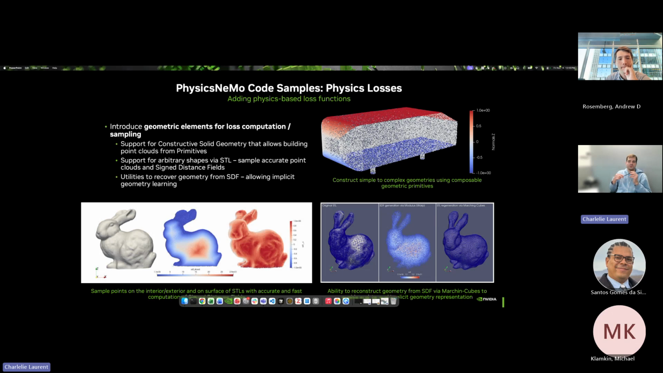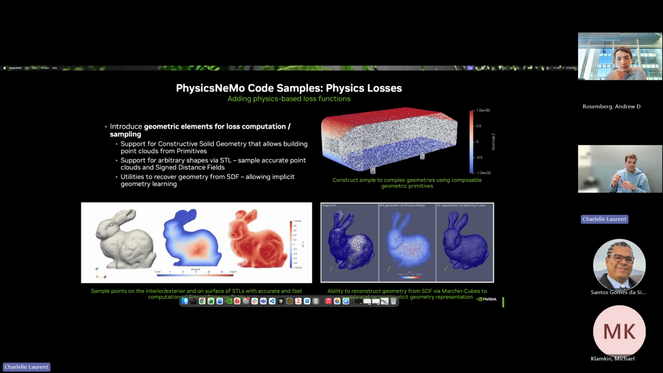This is just a few words about basically how to represent the geometry. There are different ways that we have to represent the geometry in PhysicsNeMo. PhysicsNeMo can handle arbitrary shapes with the STL format, which is a format for unstructured, complex geometries. Those are point clouds, and they can be converted to signed distance function fields.